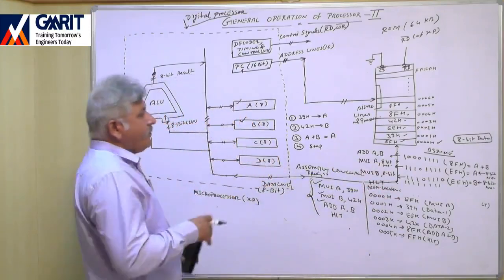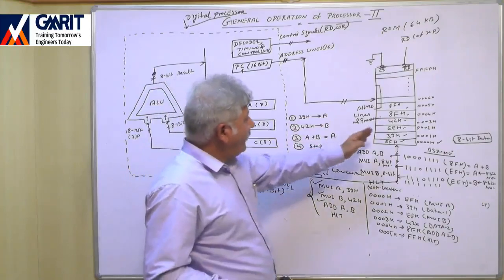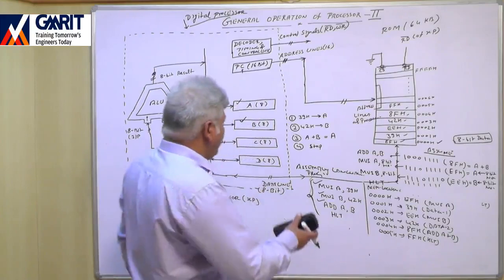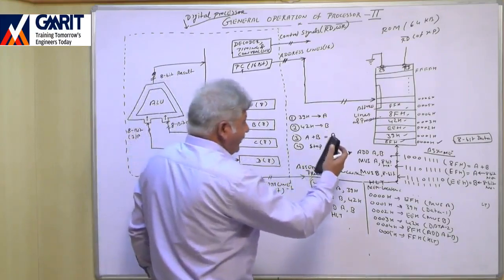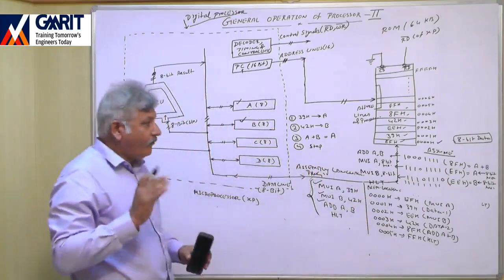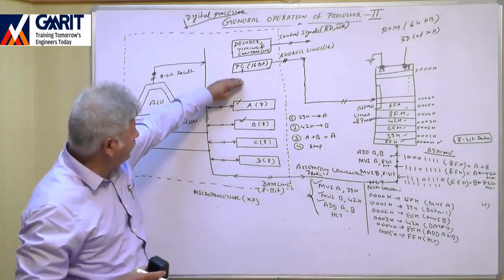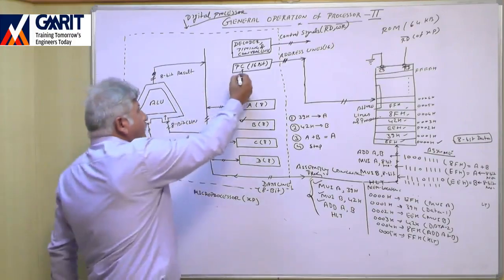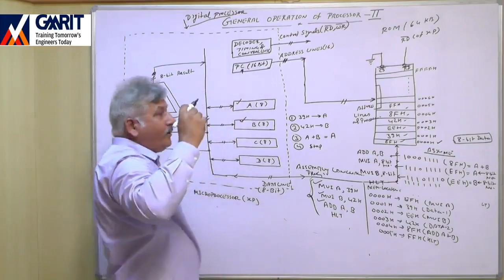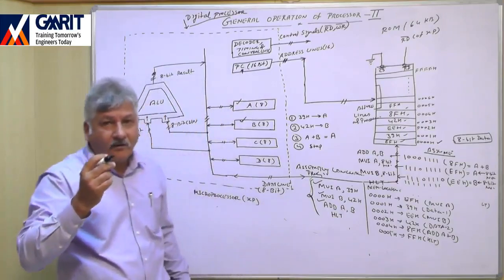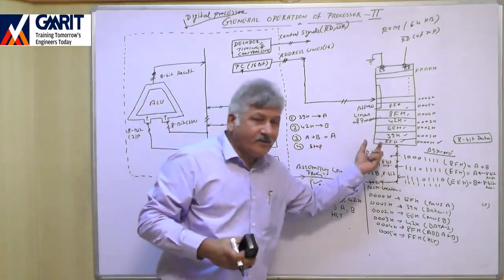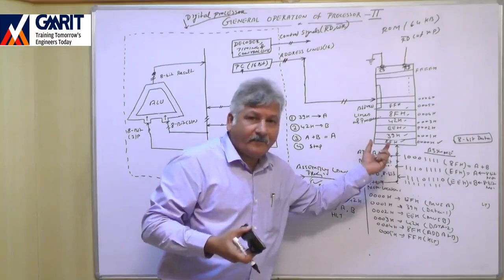Okay, so now we come to this particular task. We have loaded this program in the memory. Now, how will this task, addition of 39 and 42, be done? For that, what do we have to do with this program counter? What will this register do? It points to the memory location from where the processor will fetch the data, right?